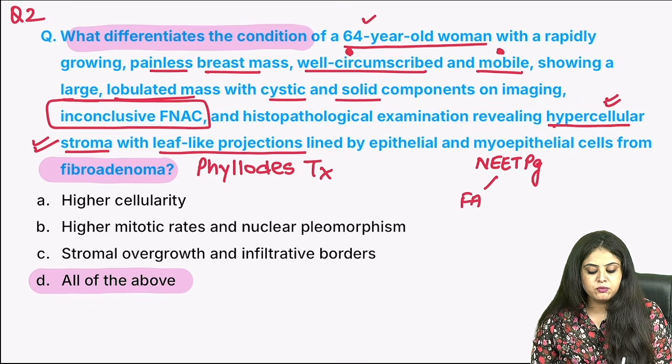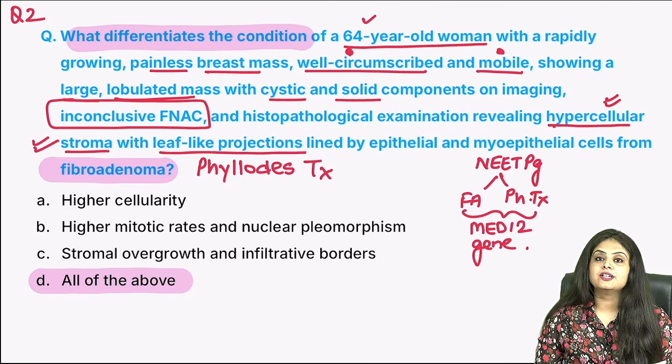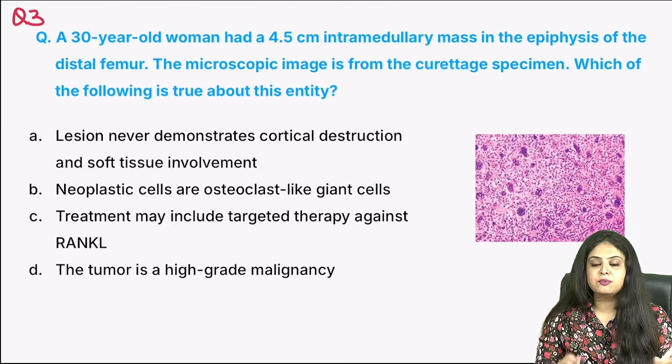That is, between fibroadenoma and Phyllodes tumor, is there a common genetic mutation that can result in both of them? And that is the MED12 gene mutation. So question number 2 is also done, and we move on to question 3.